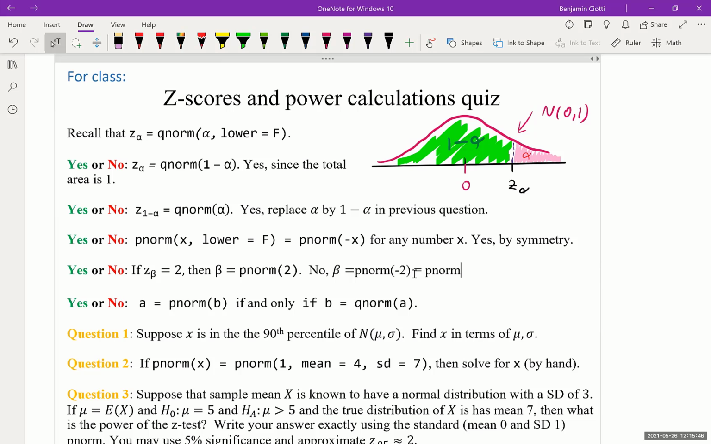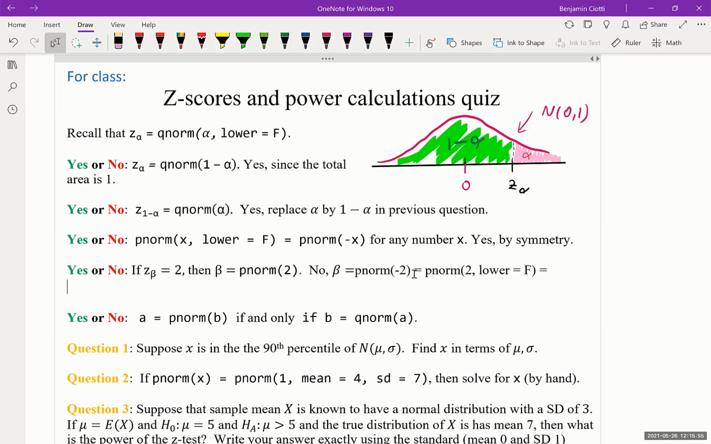Or how about this? P norm of 2 with lower equal to false. In fact, you could even write it as 1 minus p norm of 2. So like 3 different equivalent ways you could write it. At least the first one works by symmetry, but the other 2 work by definition of the total probability being 1. So yeah, all 3 of those are fine. Okay.